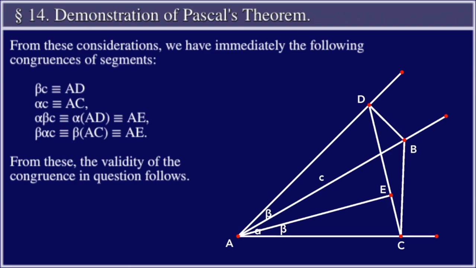Beta C is congruent to AD. Alpha C is congruent to AC. Alpha beta C is congruent to alpha of AD is congruent to AE. Beta alpha C is congruent to beta AC congruent to AE. From these, the validity of the congruence in question follows.